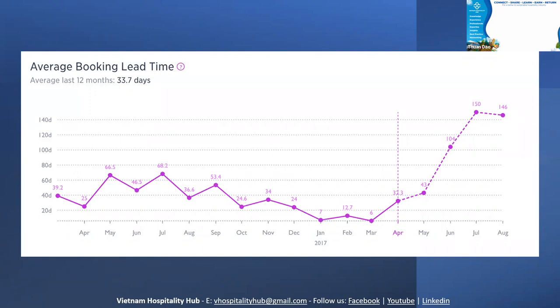That's why we need to do this kind of analysis, to understand the behavior of the guests and how they make the booking with your hotel. So this is what we call average booking lead time analysis. Anybody have a question about this?